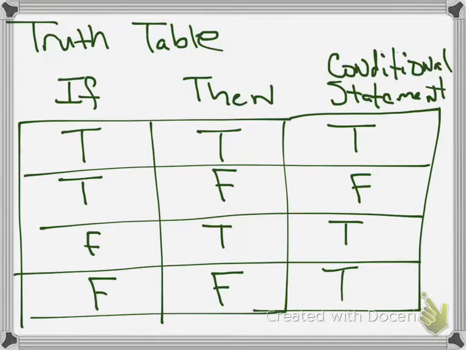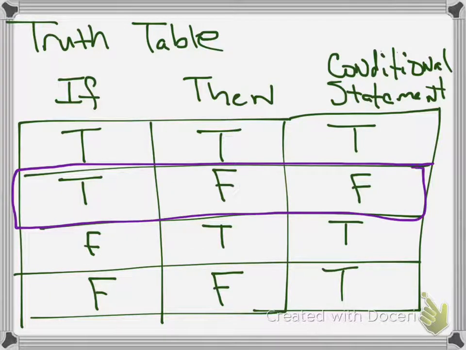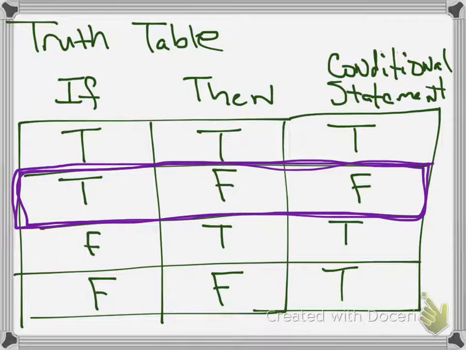All right, you might want to copy down this truth table. If the hypothesis is true and the then statement is true, then the conditional statement is true. Notice here that the only way you can get a false statement is if the hypothesis is true, but the conclusion is false, and that makes the statement false. That's very important to know.